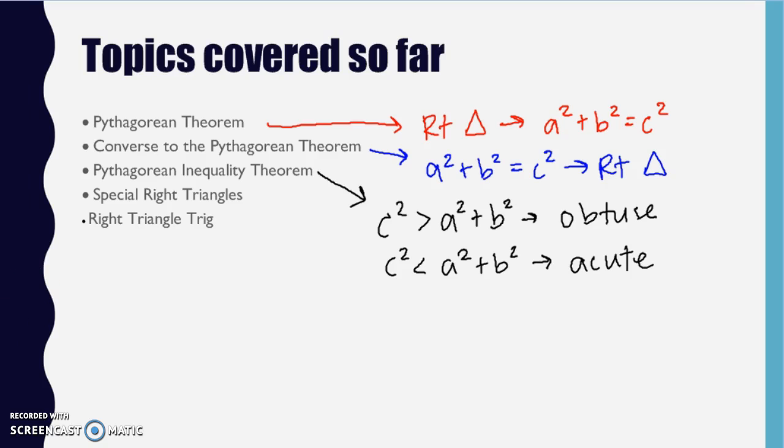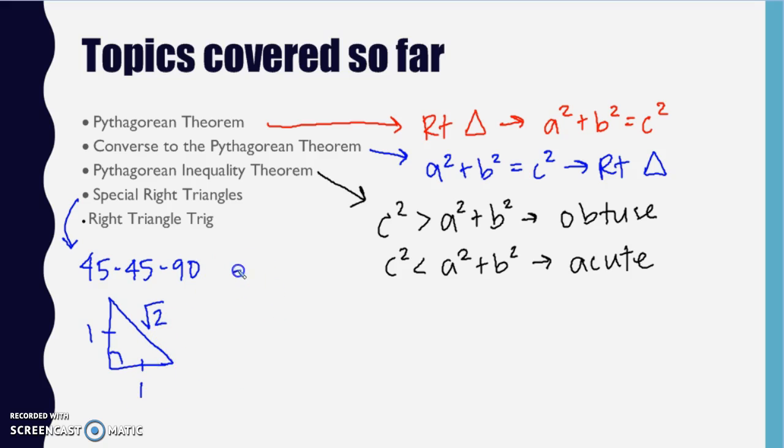We've also got the special right triangles. We have two. One is a 45, 45, 90, where we have two congruent sides, so we have an isosceles right triangle. If our legs are 1, that makes our hypotenuse the square root of 2. To go from a leg to the hypotenuse, we multiply by the square root of 2. To go from the hypotenuse to a leg, we divide by the square root of 2.